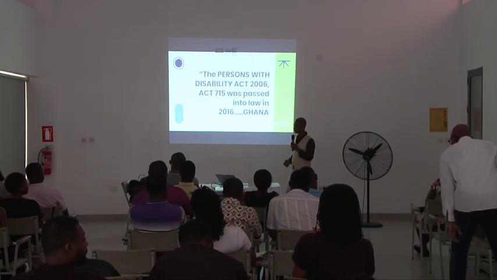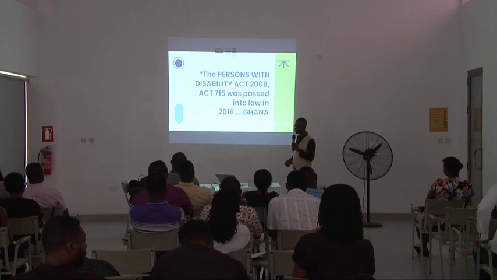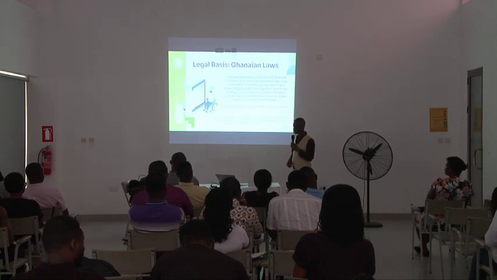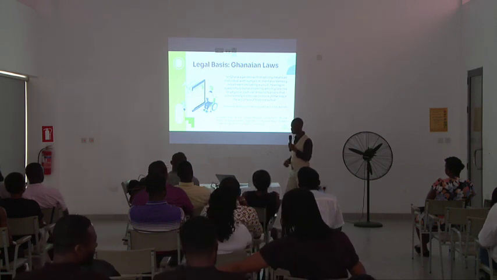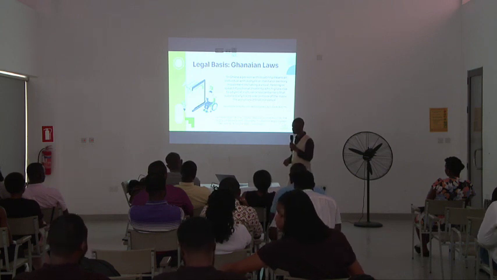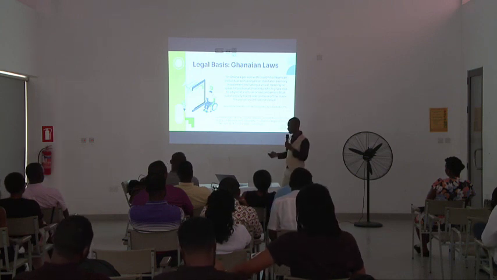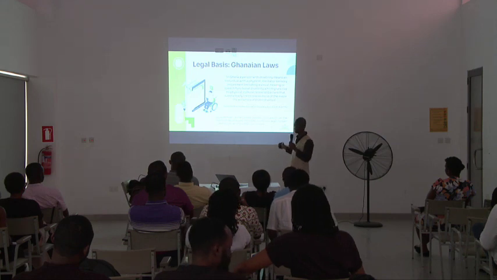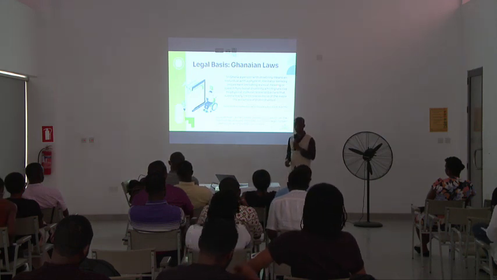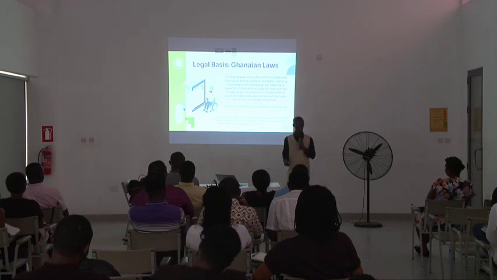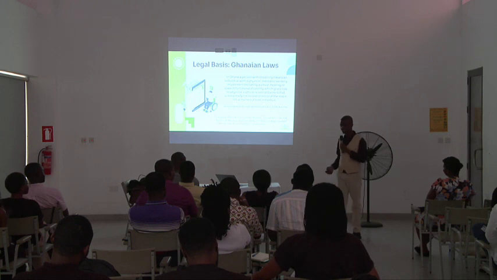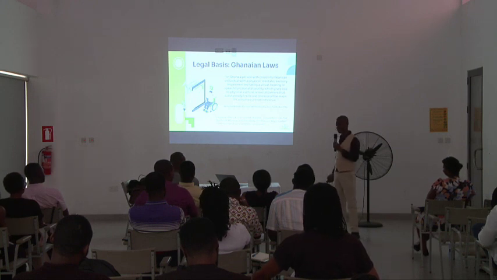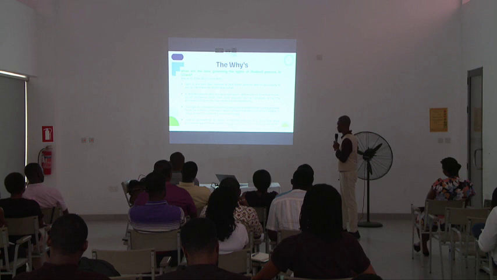So the Persons with Disability Act 2006 was passed into law in 2016. And in Ghana, a person with disability means an individual with physical, mental, and sensory impairment, including visual, hearing, speech, functional disability, which gives rise to physical, cultural, and social barriers. So that is the definition of a person with disability. It's just the same thing that we've been talking about. And when we say mental disability, you know, they are also part of it. So that means you have to also design and plan for everybody.